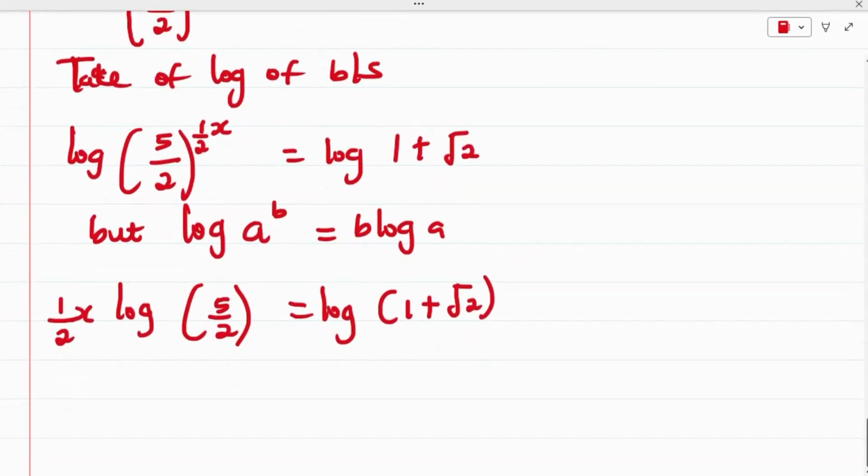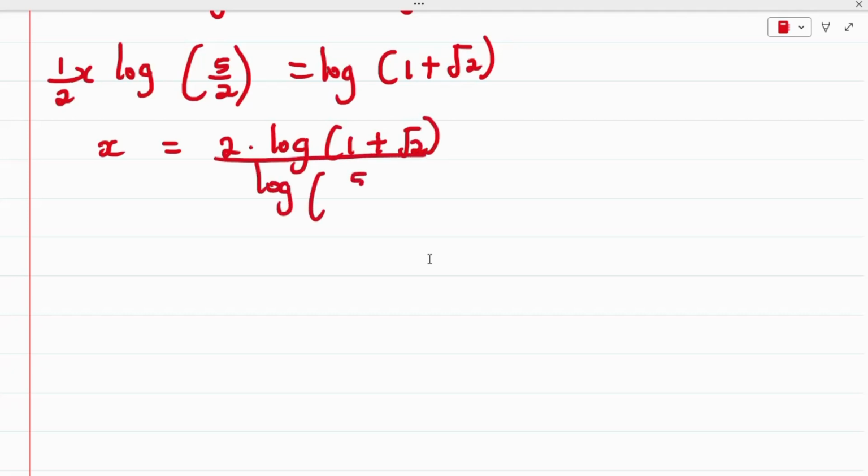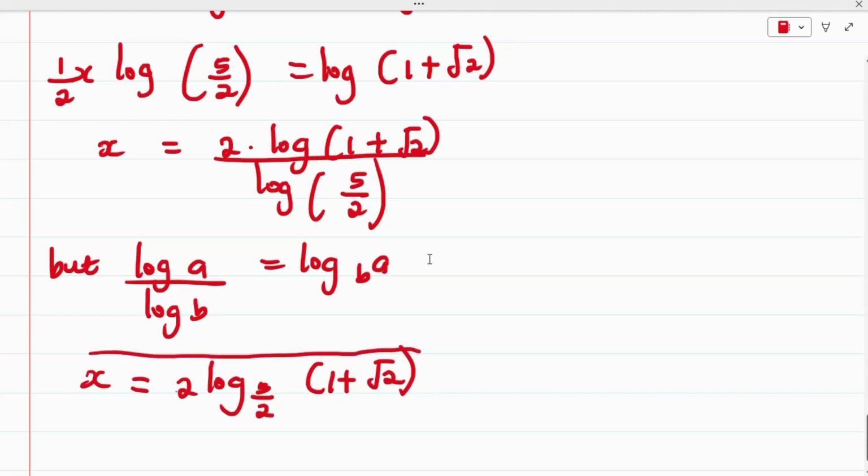Alright? So at this point, we want to make x the subject of the formula, so we have that x is equal to 2 multiplied by log 1 plus the root of 2, divided by log 5 over 2. But from the logarithmic property, if we have log a divided by log b, this is equal to log a base b. So applying this property, we have that x is equal to 2 log 1 plus the root of 2 base 5 over 2.